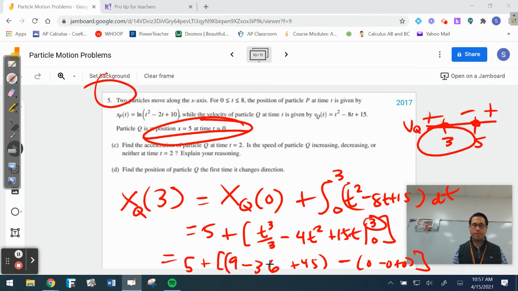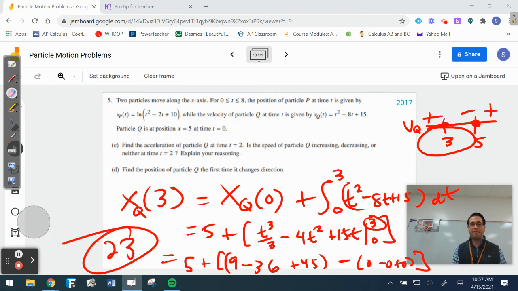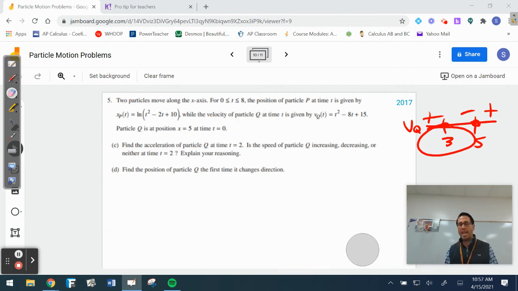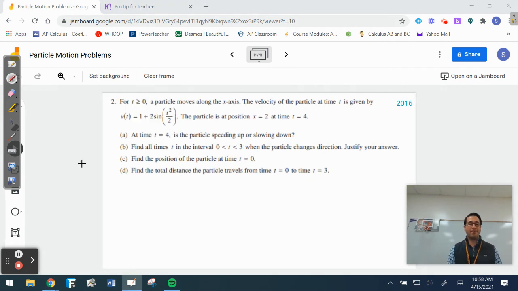Sweet, sweet. If you do all of that correctly, you should get an answer of, I think I get 59.23 as my answer. That is where I am at the first time Q changes direction. That was worth 3 points, that last piece. Awesome. All right, last one of the day.